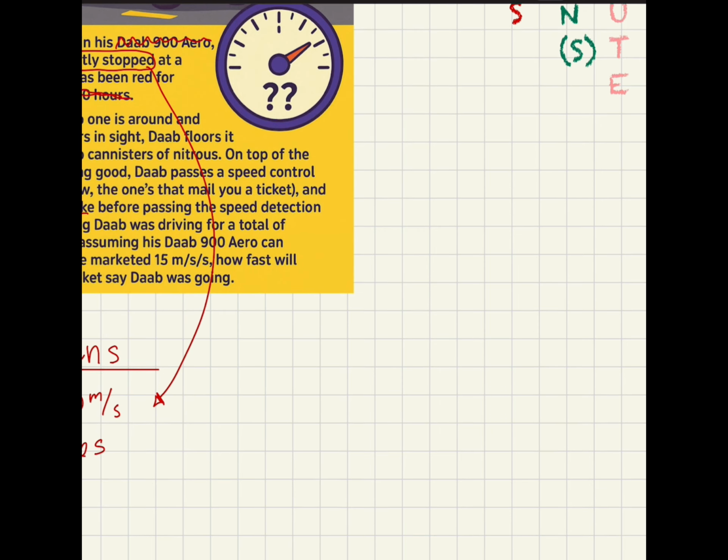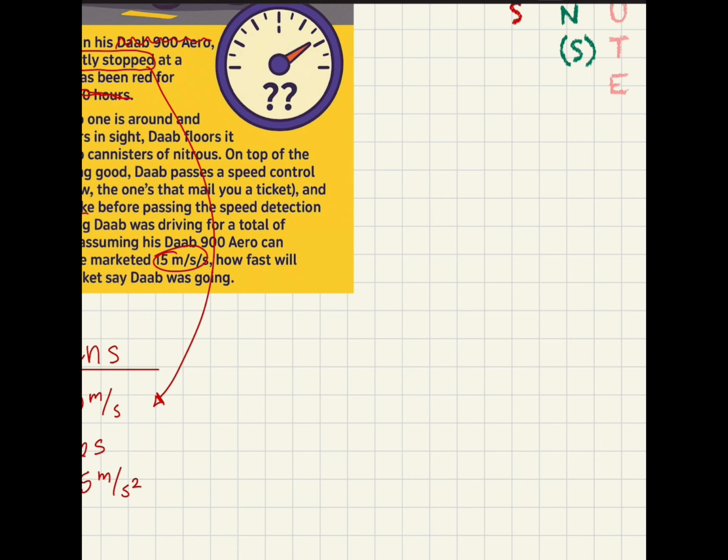Lastly, we can see, assuming his Daab 900 Aero can accelerate at the marketed 15 meters per second squared, how fast will the speeding ticket say Daab is going, right? So now we know an acceleration that literally tells us accelerate at 15 meters per second squared. And so I'm going to put my 15 meters per second squared right here. All right. So I was given an initial speed of 0 by saying currently stopped. I have a time progressed of 6 seconds because it says he's driving for a total of 6 seconds, and then the marketed 15 meters per second squared. Those are all my givens.